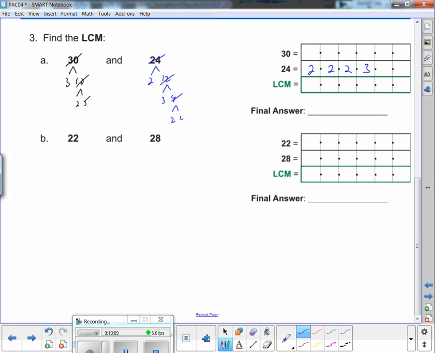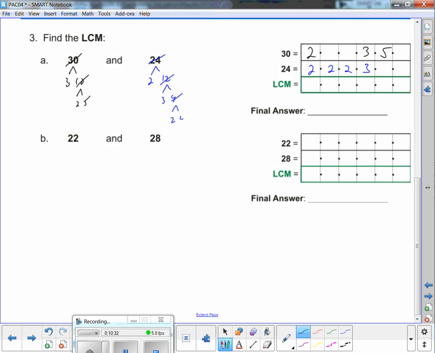And remember, line up. That 2 goes in the row with that first 2. The 3 goes in the 3 column. And now I need a 5 column. Right? Makes sense, like what we did yesterday with GCFs. Question, Christina? The 30 was a 2, a 3, and a 5, and the 24, 2, 2, 2, 3.